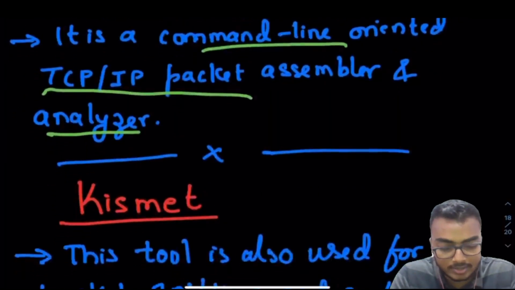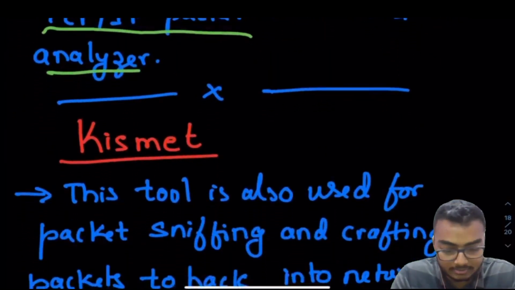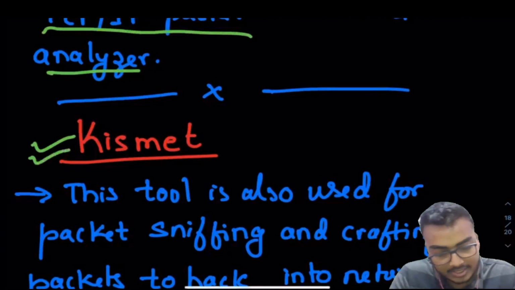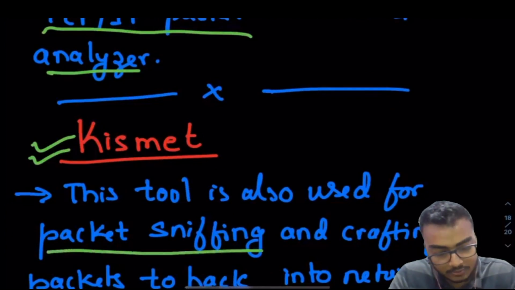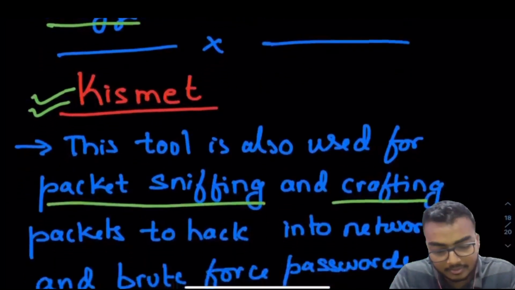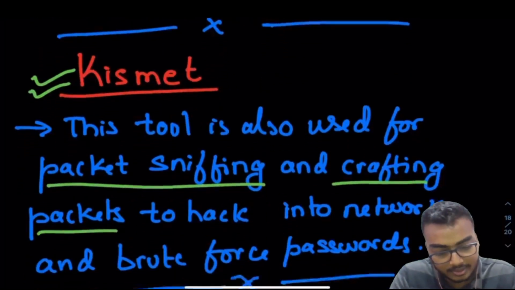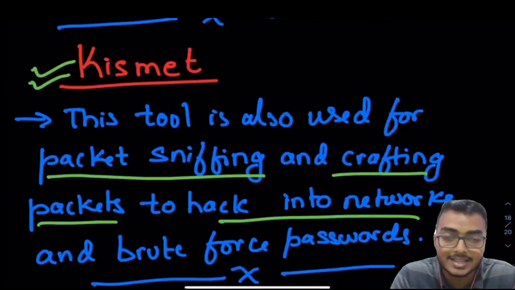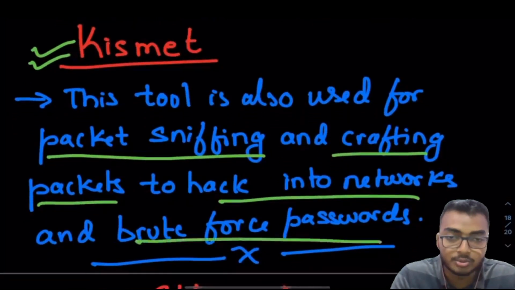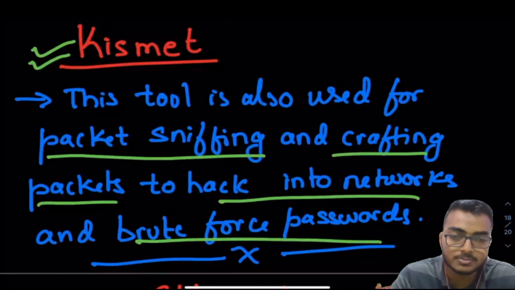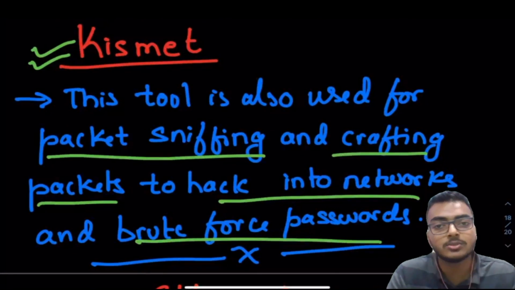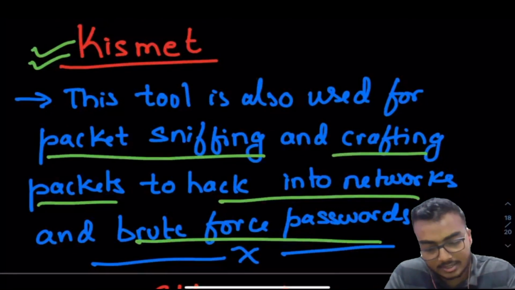Let us also cover in this video what exactly is Kismet. Kismet is a tool used for packet sniffing and crafting the packets that are used to hack into networks. So it can be used to hack into networks as well as brute force passwords. So these are the uses of Kismet.